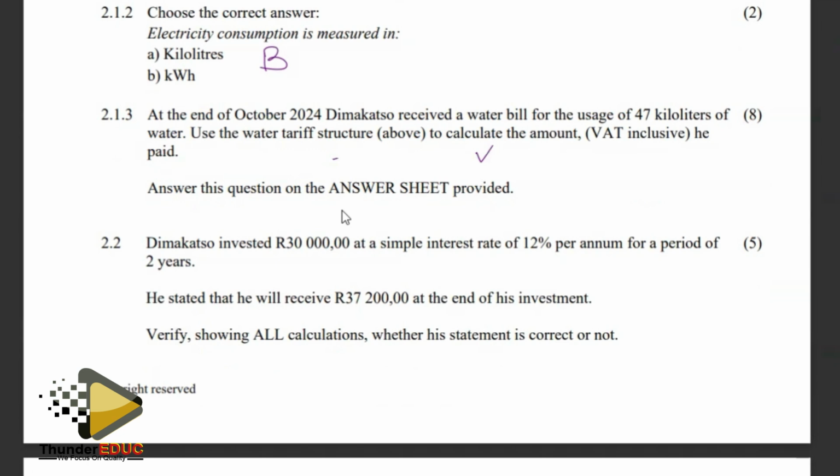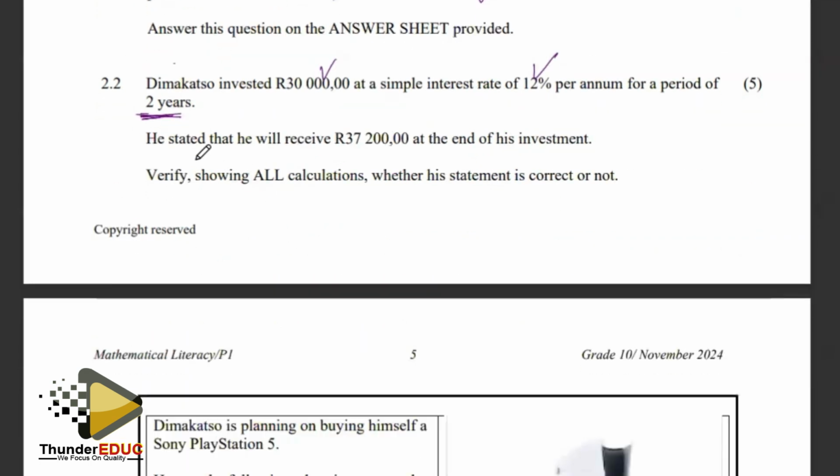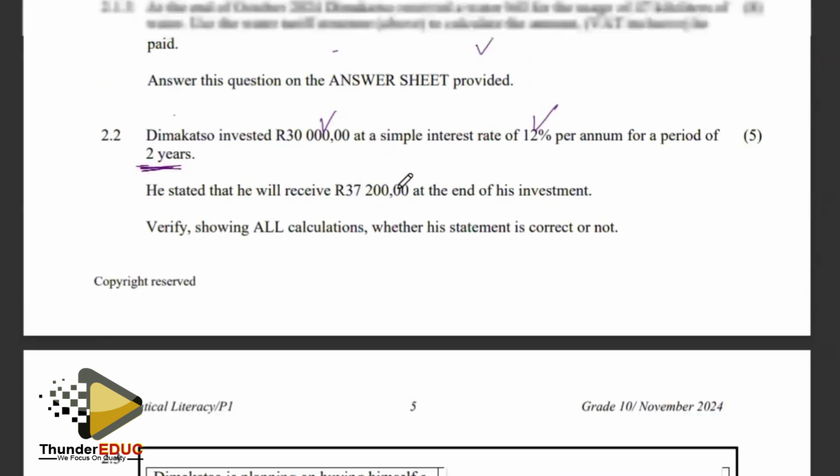Di Mercato invested 30,000 at a simple interest rate of 12% per annum for a period of 2 years. He stated that he will receive 37,200 at the end of his investment. But remember, how much did he invest? He invested 30,000 at a what? At 12. For how long? For 2 years. So the end of the investment is going to be after 2 years. So verify, showing all calculations, whether the statement is correct or invalid.